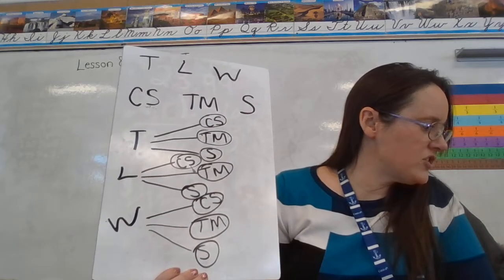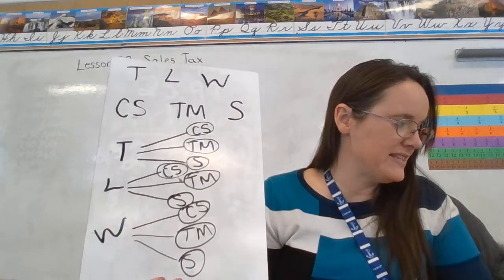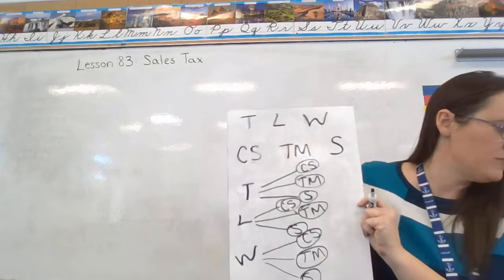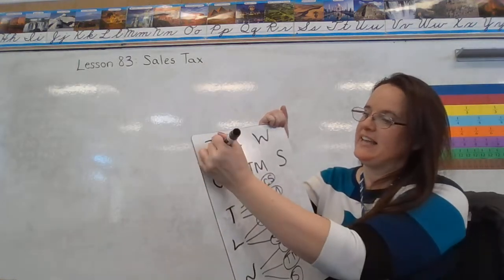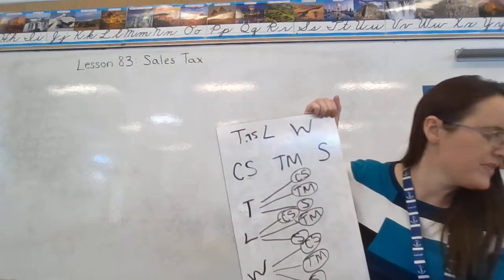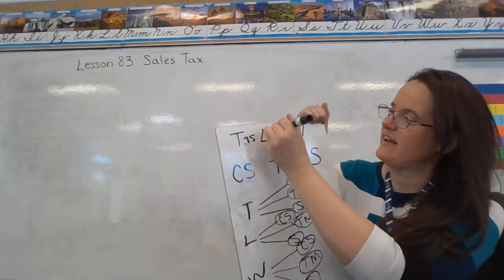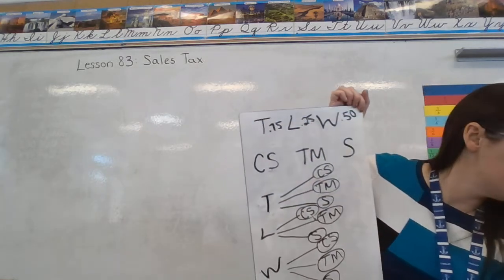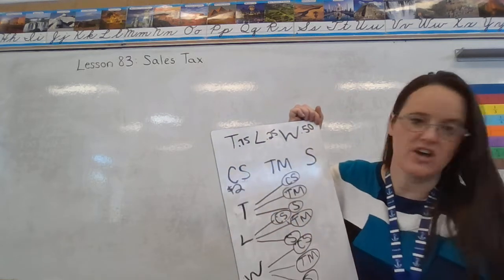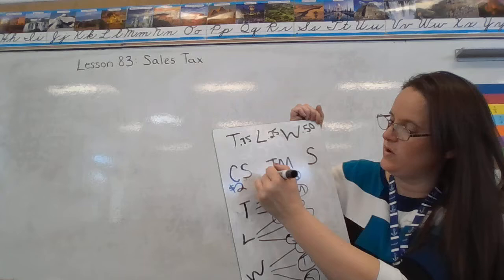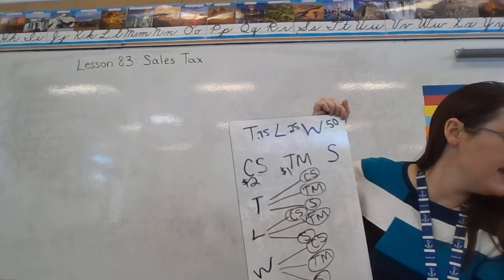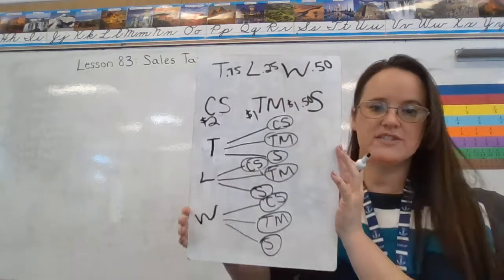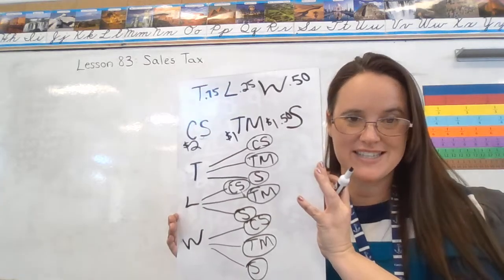So it says, which combination will give Mrs. Benson the greatest discount? So in order to know that, we have to know what all these coupons are for. So the iced tea is for 75 cents off. The lemonade is for 25 cents off. And the water is for 50 cents off. The chicken sandwich is $2 off. The tuna melt is $1 off. And the salad is $1.50 off. So the question is, which of these combinations will give you the biggest discount?